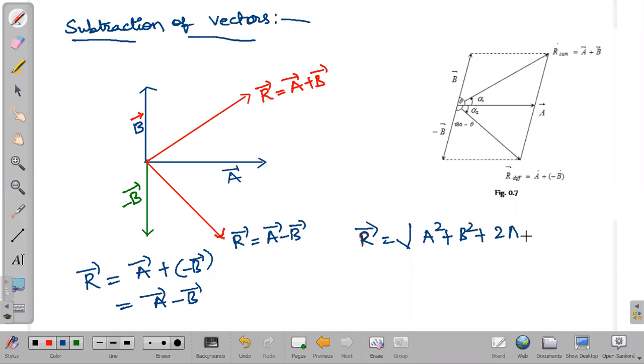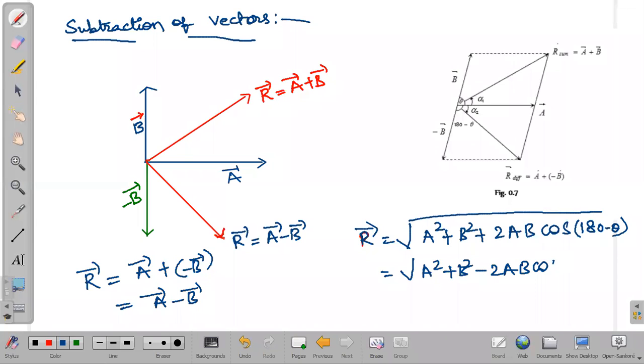Plus 2AB cos theta. Theta here is the angle between A bar and minus B bar. That is what? 180 minus theta. Cos 180 minus theta is minus cos theta. So we will get A square plus B square plus 2AB into minus cos theta. It will become minus 2AB cos theta. Okay. Now in this, what can we write? A square plus B square minus 2AB cos theta is what we got when we are subtracting two vectors.